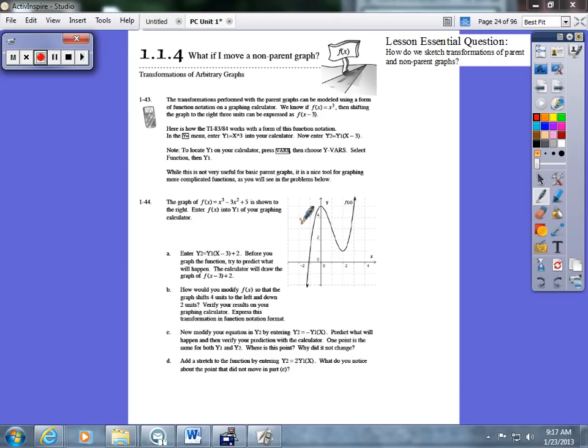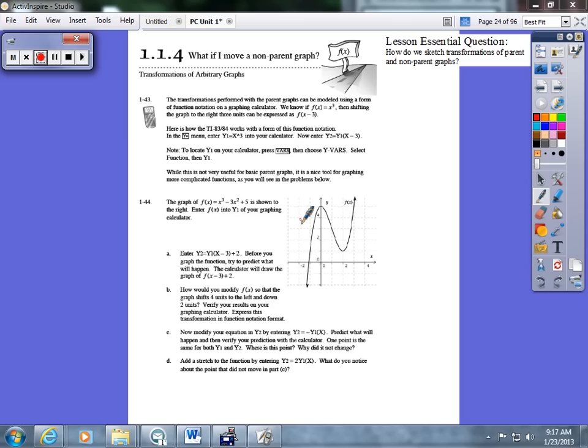And we're back with lesson 1.1.4. What if I move a non-parent graph? They're calling them arbitrary graphs. So basically, that's something that falls outside the realm of our x squared or x cubed or 1 over x or 2 to the x, so forth. How do we sketch transformations of parent graphs and non-parent graphs is our lesson essential question.